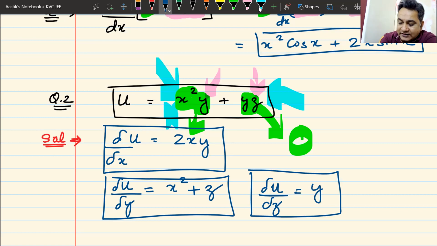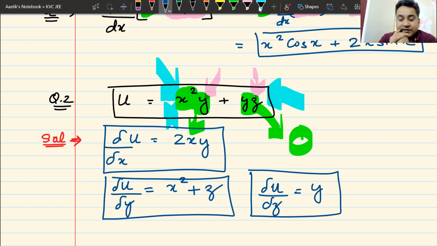Why am I writing the answer straight away? Because you should be able to calculate it in your head. Time is of main importance in a JEE exam. What I have done here is use the multiplication formula of derivatives and written the answer straight away. Del u by del x becomes 2xy. Del u by del y becomes x squared plus z. Del u by del z becomes y. Are we able to understand this? Can I have some raised hands?